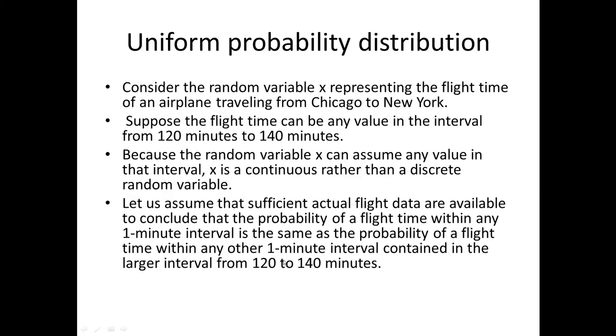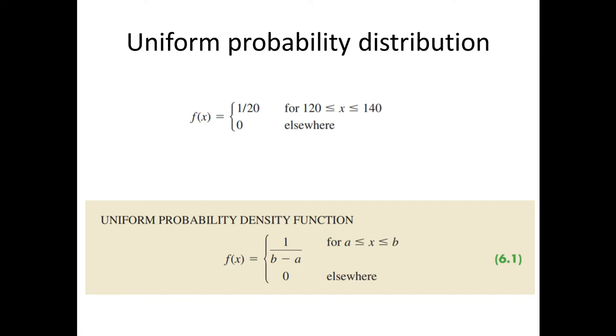If you look at an example, consider a situation where you have an aeroplane and some historical data, and you know that the flight time is always between 120 and 140 minutes. So in this case, you have a plane going from Chicago to New York. x can assume any value between 120 and 140 minutes. These are the lower and upper limit: a is the lower limit and b is the upper limit. In this situation, you have computed the arrival times to the nearest minute. So you're going to have 1 over b minus a, that is 1 over 140 minus 120, which is 1 over 20.